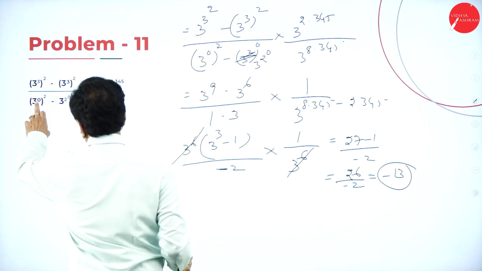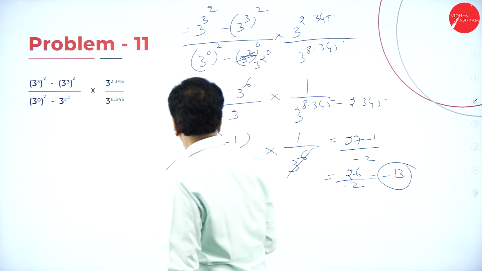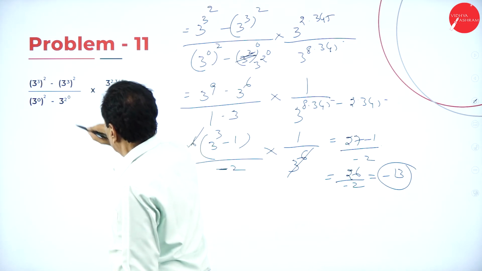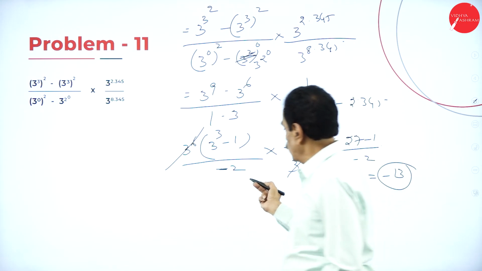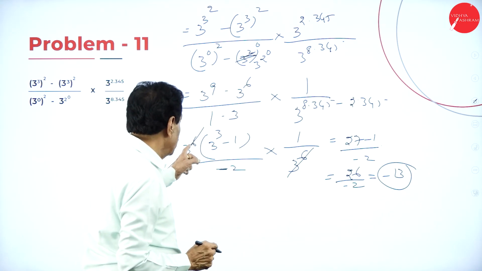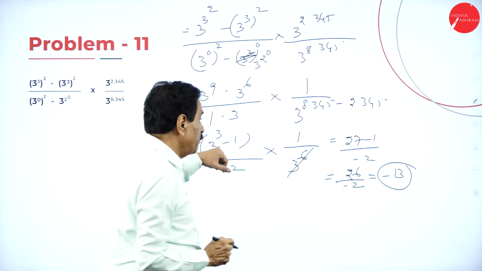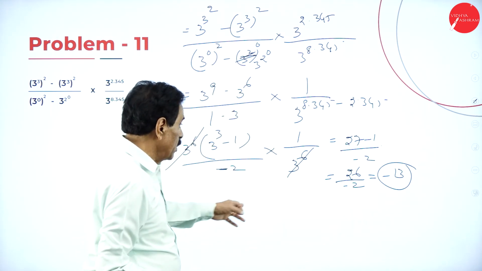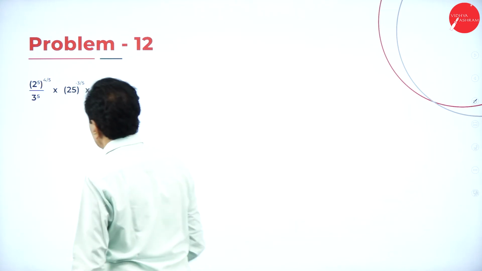Anything to the power of 0 is 1, 1 square. This is 2 to the power of 0 is 3. Anything to the power of 0 is 1. 3 to the power of 1 is 3. 1 minus 3 is 2. Minus 2. Then 3 to the power of 9, I have taken the common. This is 3 to the power of 6. 3 cube remaining, 1. 27 minus 1 is 26. 3 to the power of 6 cancelled out. Minus 2, so minus 13 is your answer. We'll go to next one.